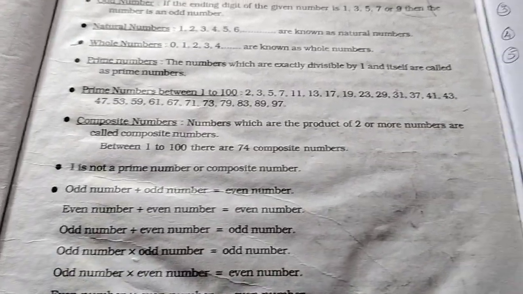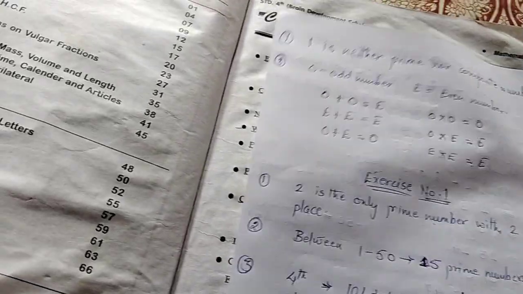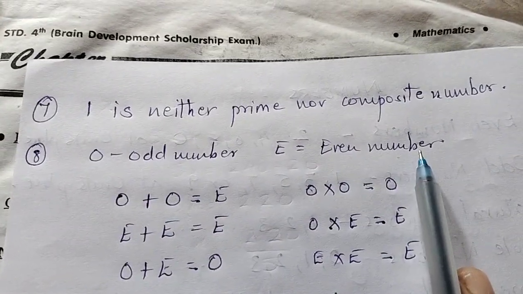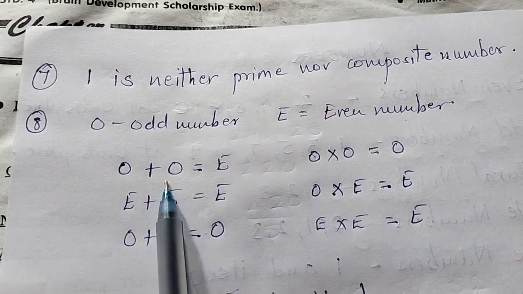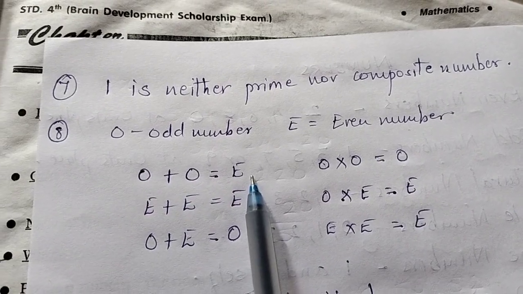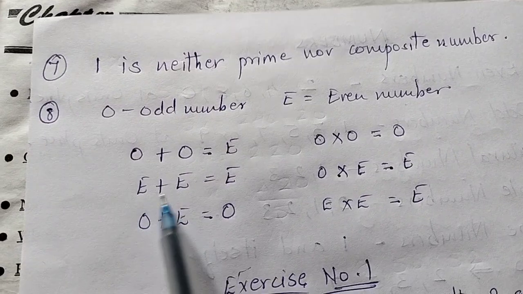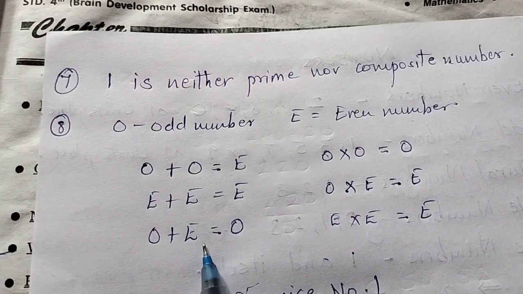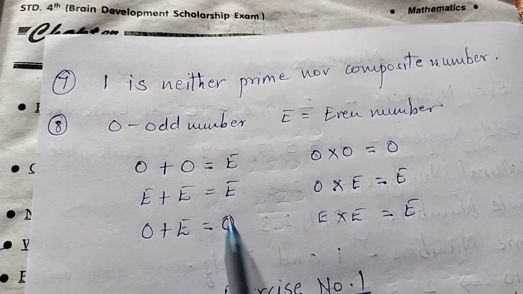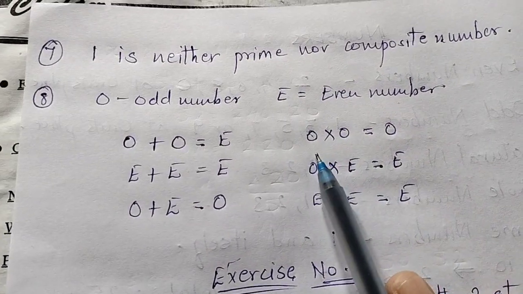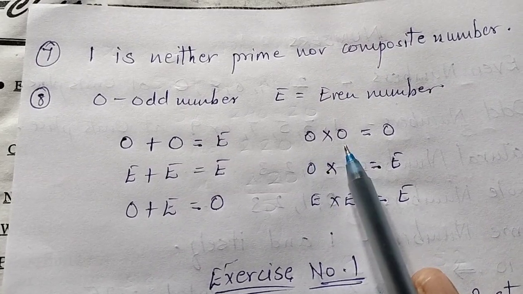Now, coming to the formulas. Based on formulas, you have to remember, I have given it in short. O means odd number, E is even number. When you add two odd numbers, odd plus odd, we get an even number. When you add even plus even, we get an even number. When you add an odd number and an even number, we get an odd number. You should remember this.